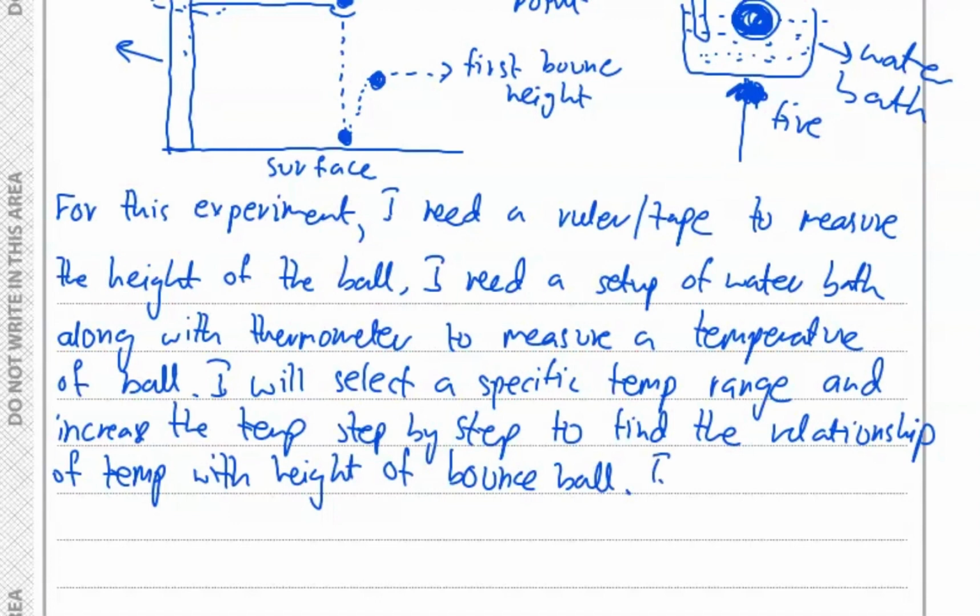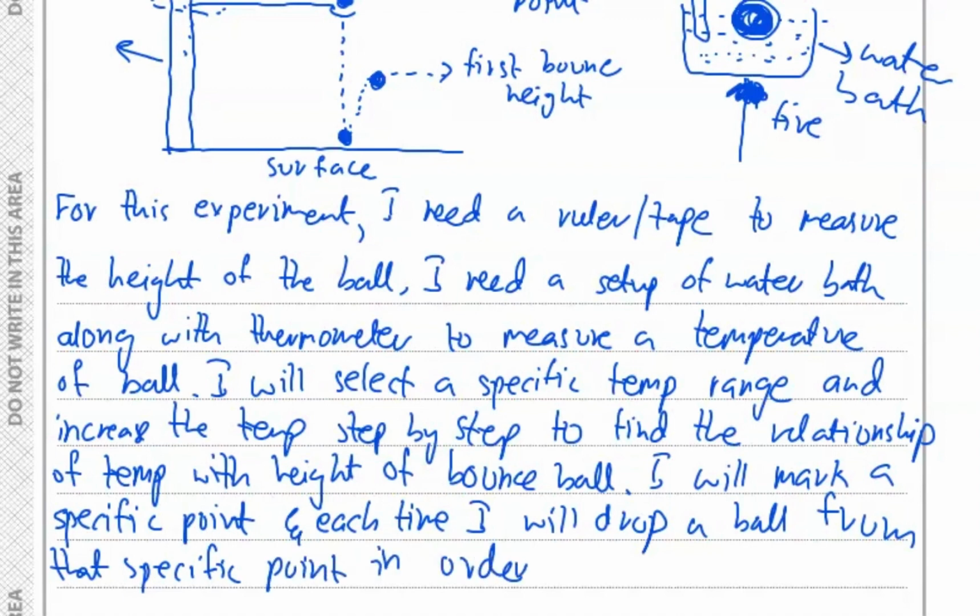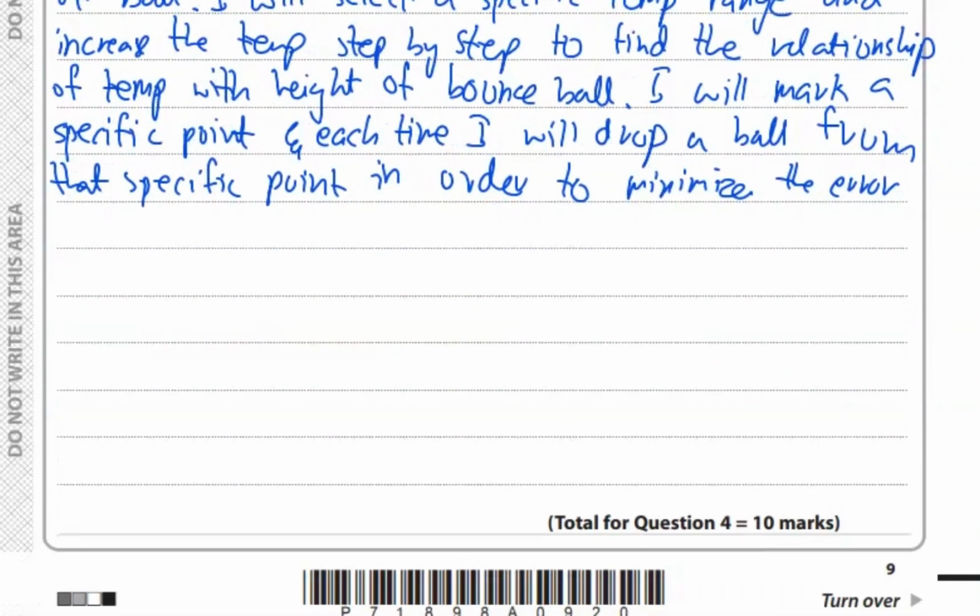Okay. I will mark a specific point, and each time I will drop a ball from that specific point in order to minimize the error rate as much as possible.